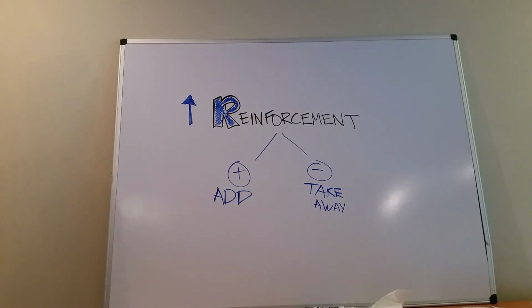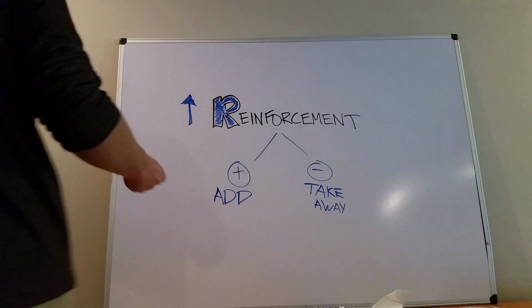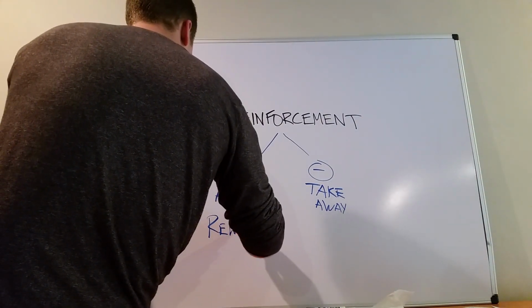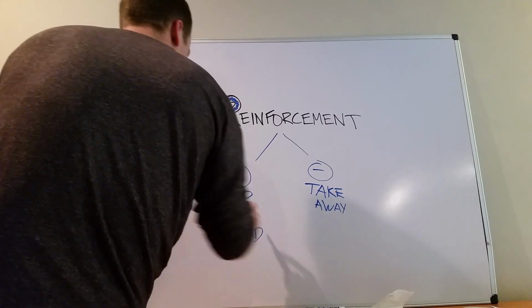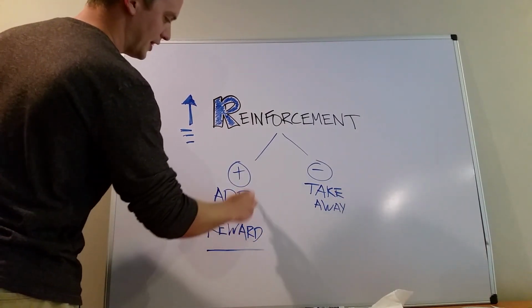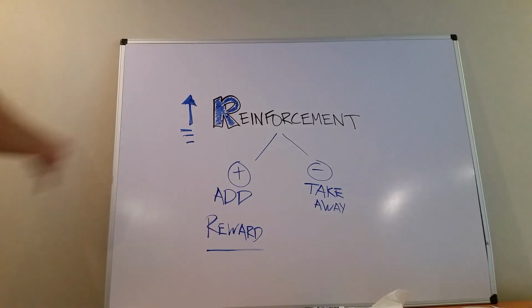So a good example of adding something would be like giving someone a reward. If someone does something good, we want to reinforce that. We want it to happen again, so we give them a reward. And that would be positive reinforcement because we're giving them something.